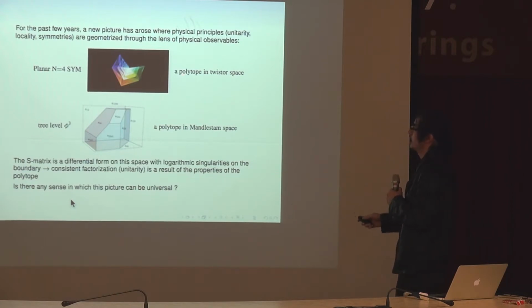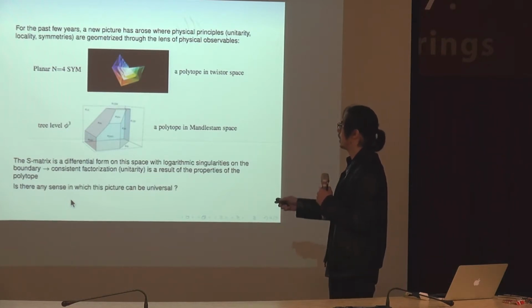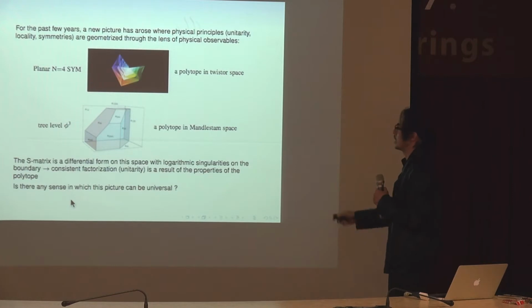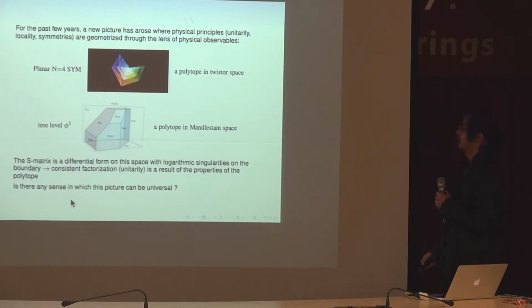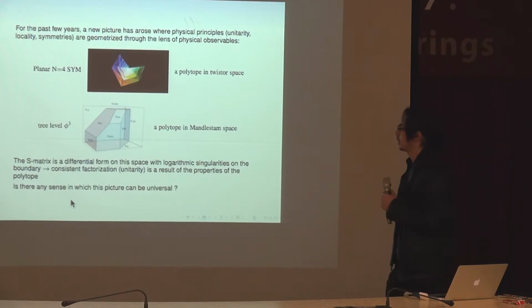This geometrization succeeded through the lens of particular physical observables. For example, the scattering amplitude of planar N=4 super Yang-Mills has been realized as a polytope in twistor space. You might say this is a very special theory, but recently people have realized that even ordinary tree-level phi-cubed theory, from the quantum field theory textbook, can also be realized as a polytope in Mandelstam space.